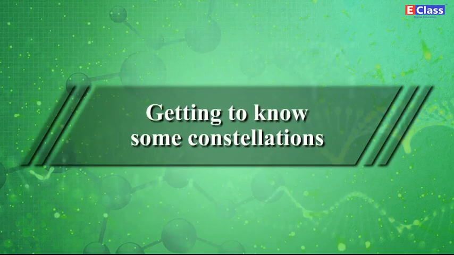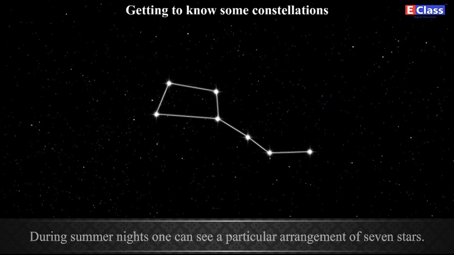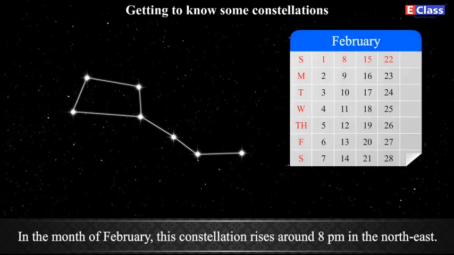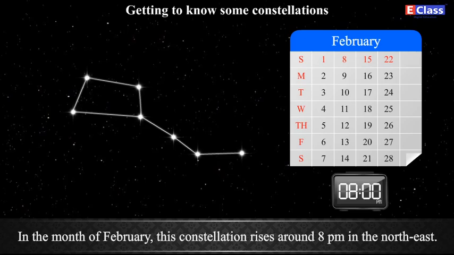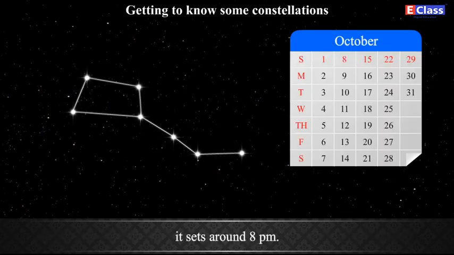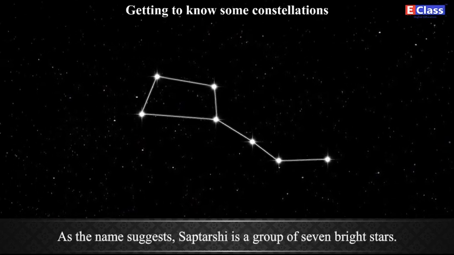Getting to know some constellations. 1. During summer nights, one can see a particular arrangement of 7 stars. We call them Saptarshi. In the month of February, this constellation rises around 8 p.m. in the northeast. It is on the meridian in the month of April, and in the month of October, it sets around 8 p.m. As the name suggests, Saptarshi is a group of 7 bright stars.